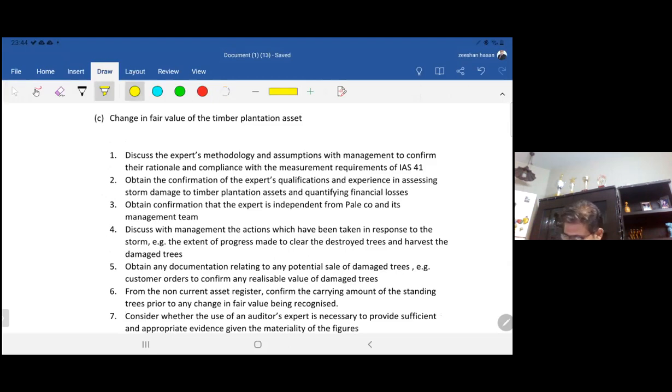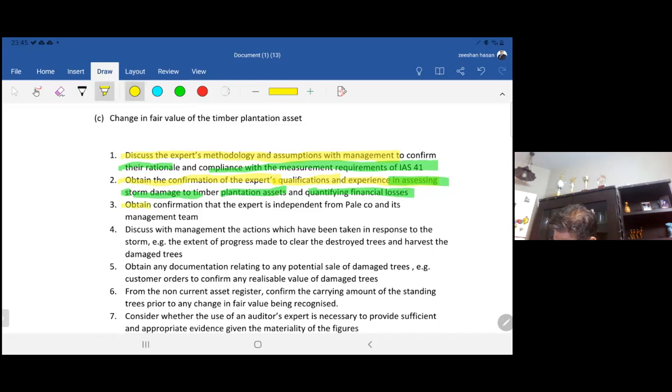Firstly, what I said: discuss the expert's methodology and assumptions with management. Now, why did I use this verb? The reason is to confirm, and there is a reason: their rationale and compliance with the measurement requirements of IAS 41. Moving to the next procedure: obtain confirmation of the expert's qualifications and experience. Why? In assessing storm damage to timber plantation assets and quantifying financial losses, that is the reason.